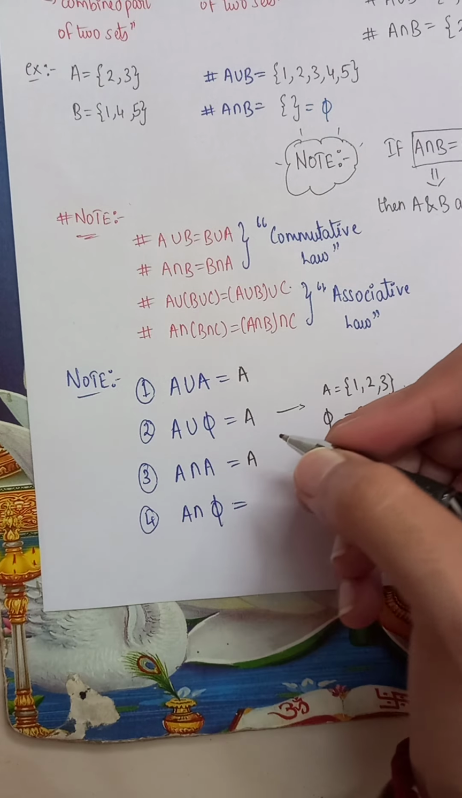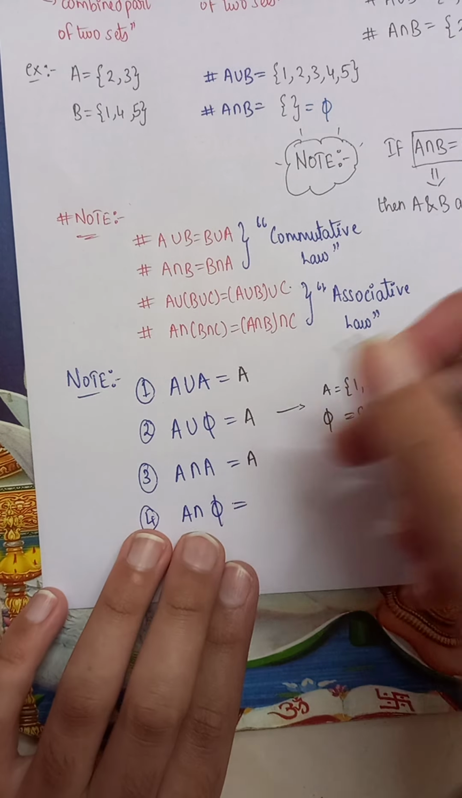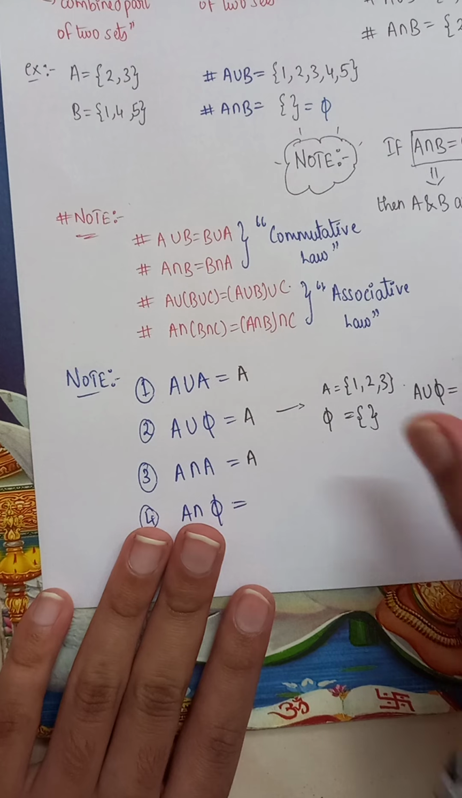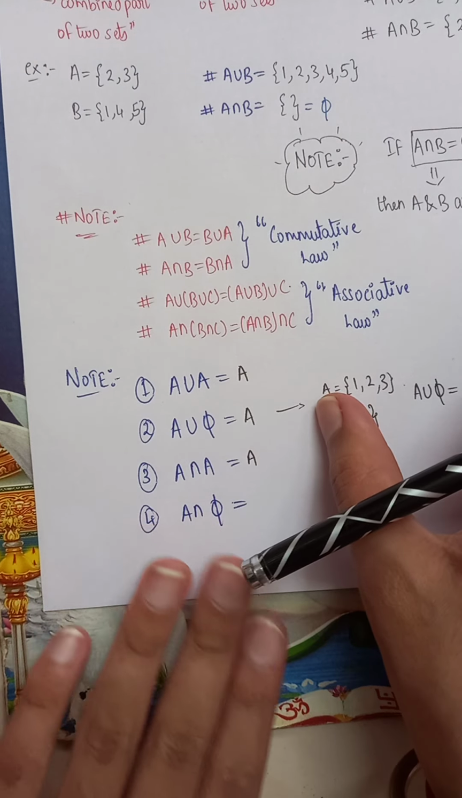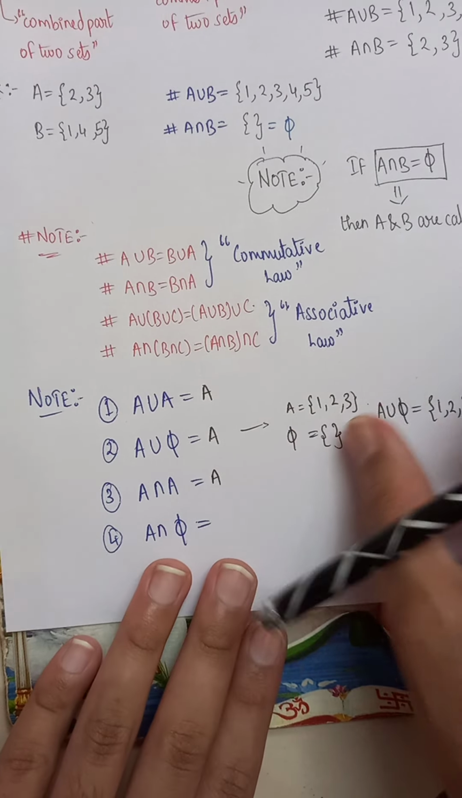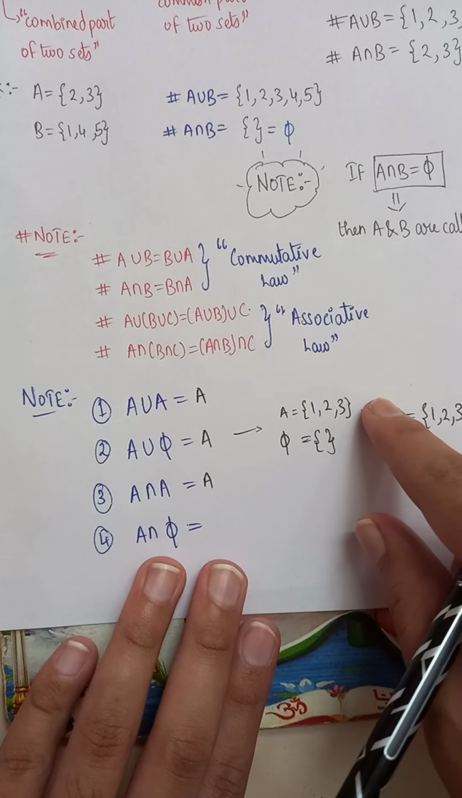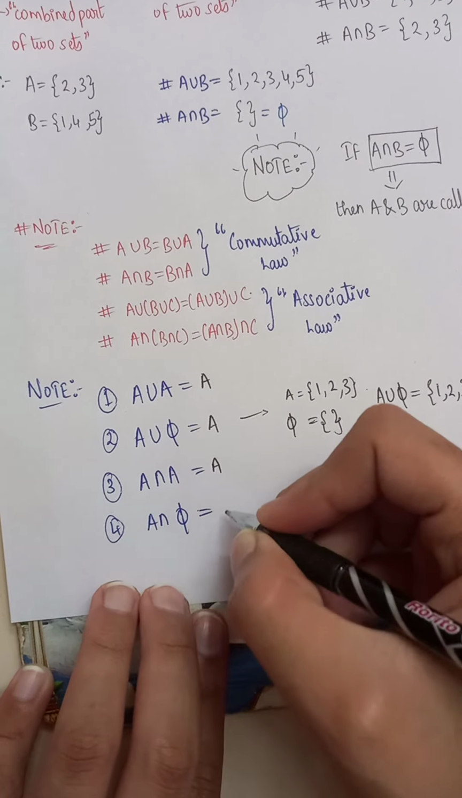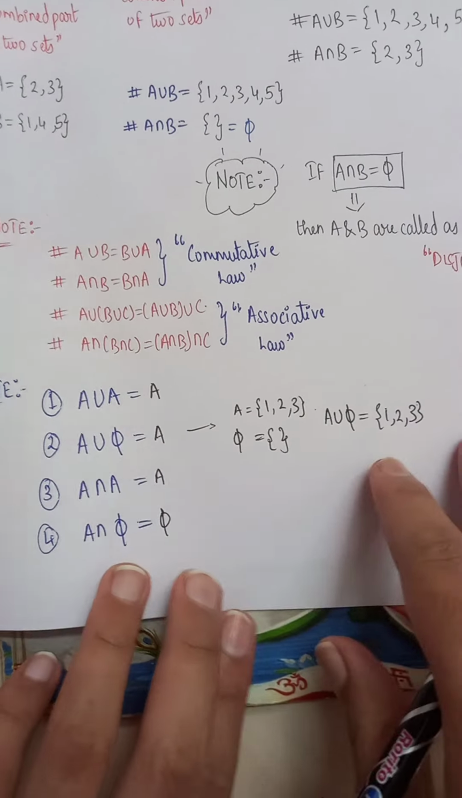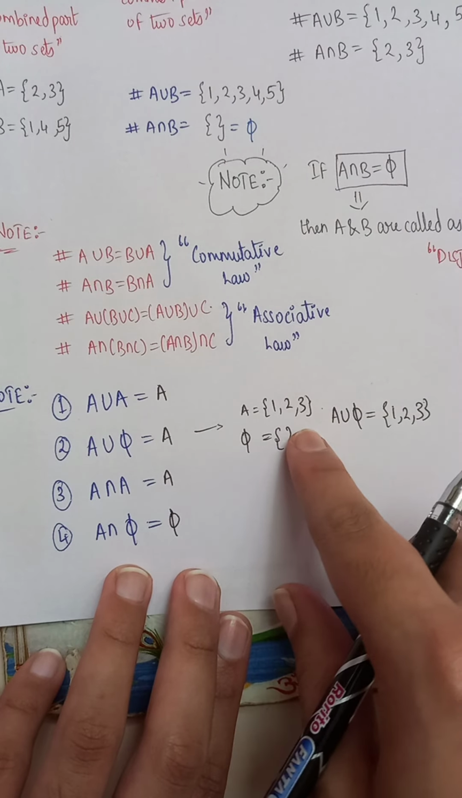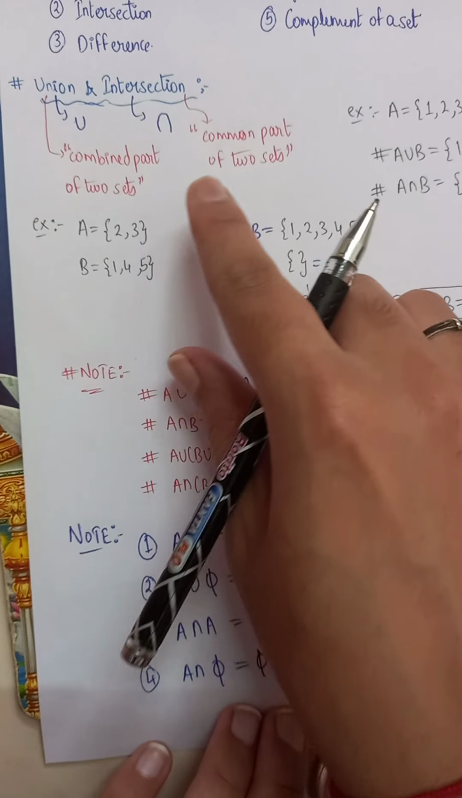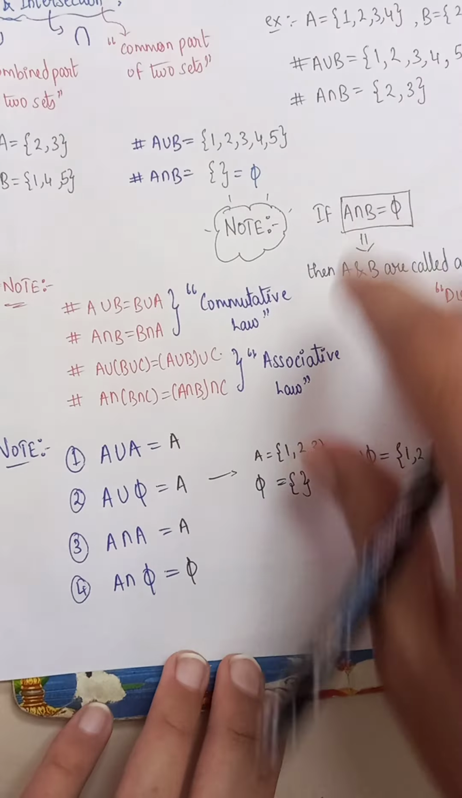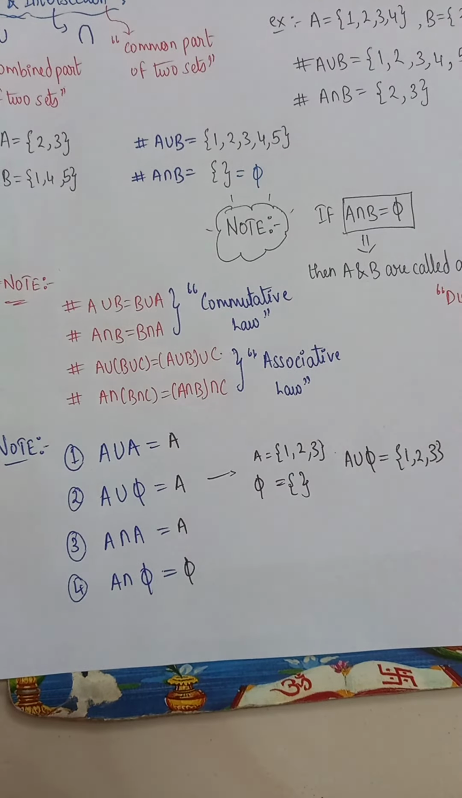What about A intersection A? You get the answer as A. It's common sense, because if you take the same two sets and ask what is common between the two, if I take {1, 2, 3} intersection {1, 2, 3}, then we get the answer as 1, 2, 3. A intersection φ is φ. How? Since there's nothing in common, and intersection means the common part of two sets, you'll get the answer as φ.